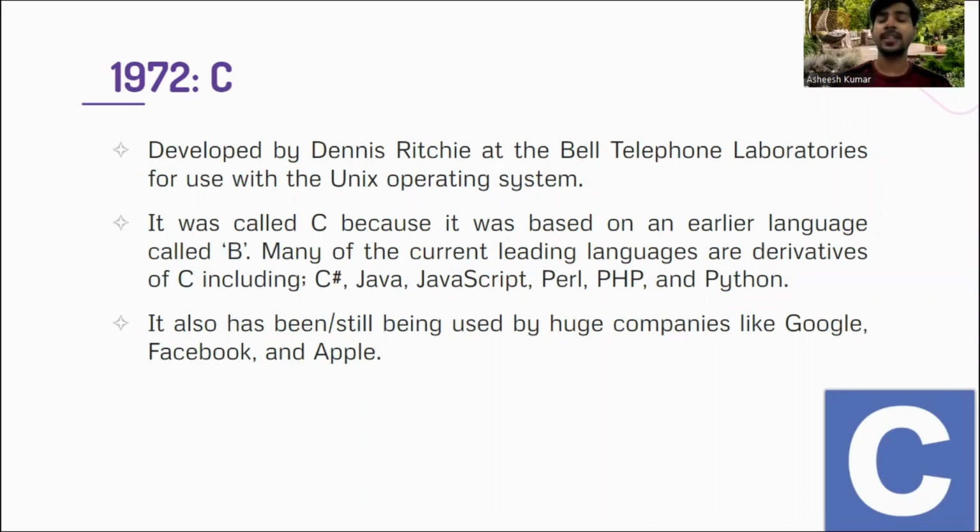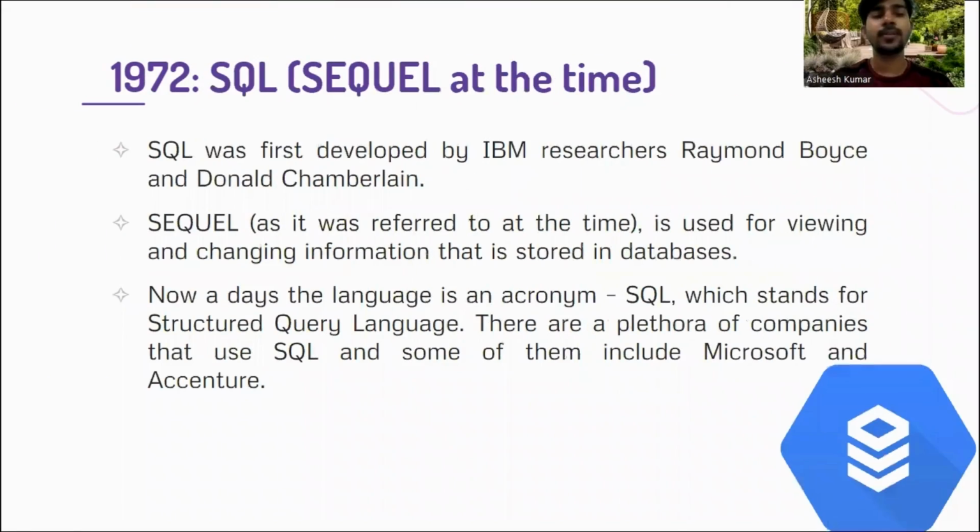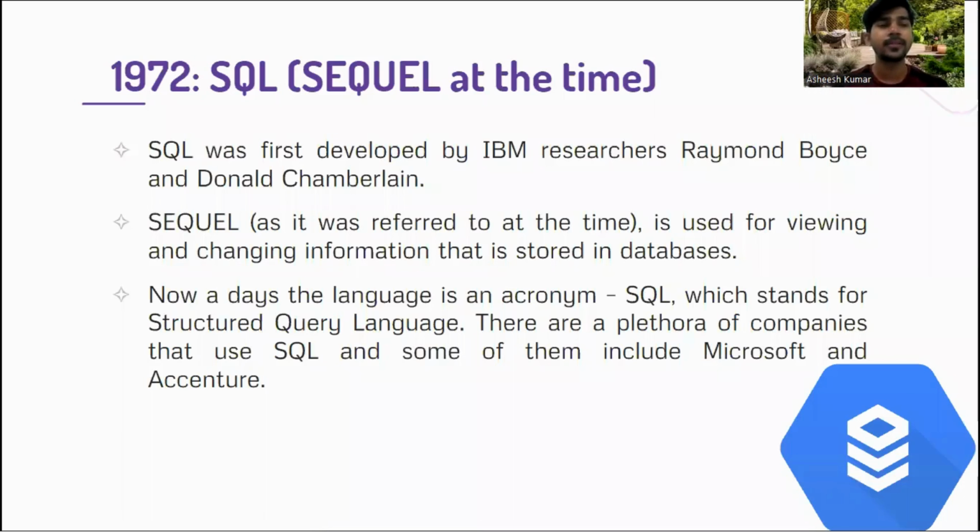So after C, the next language is SQL. In 1972, SQL was first developed by the IBM researchers Raymond Boyce and Donald Chamberlin. SQL is used for viewing and changing information that is stored in a database. Nowadays, the language is known as SQL, which stands for Structured Query Language.